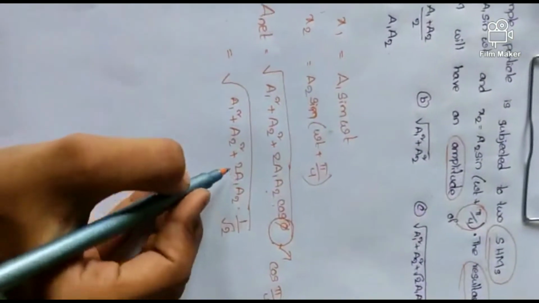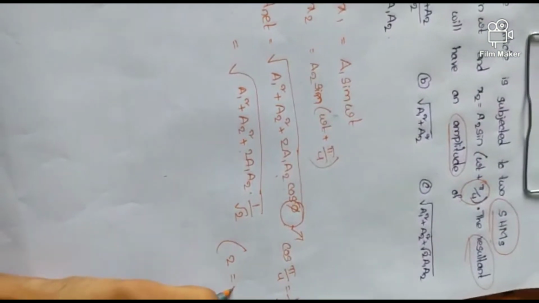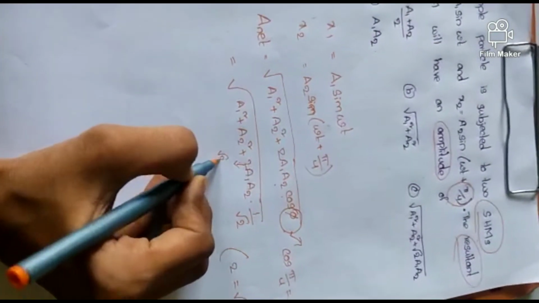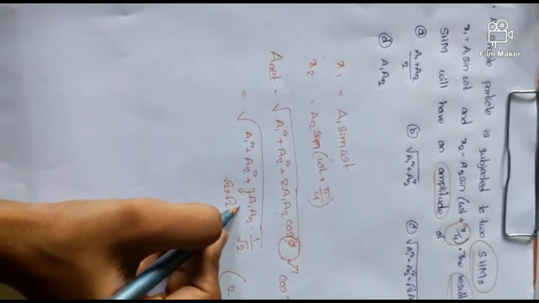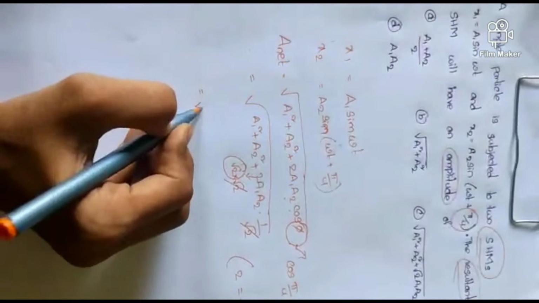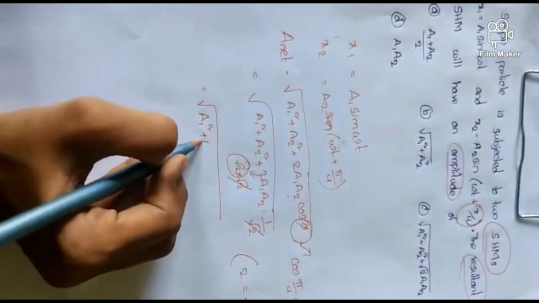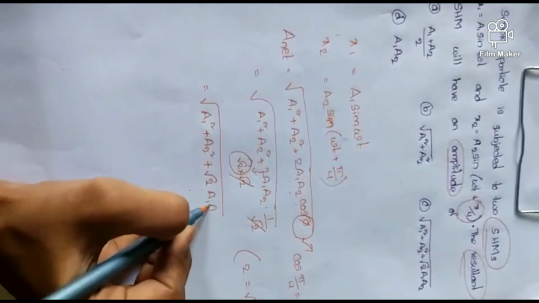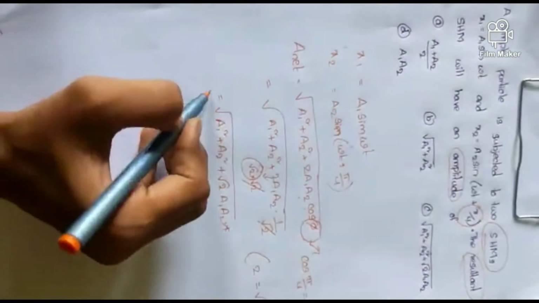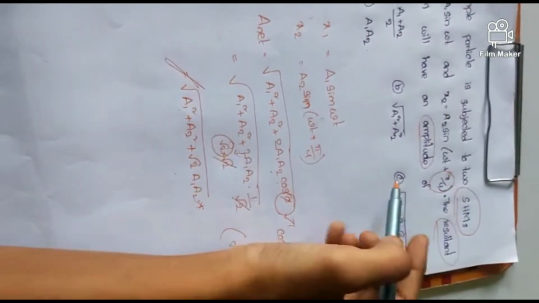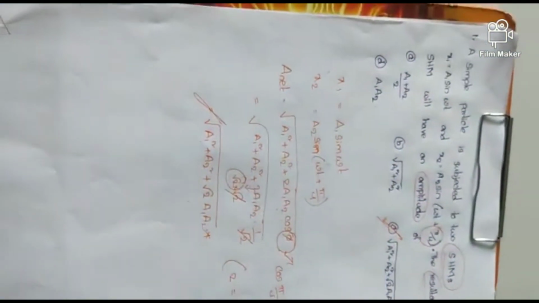You know that 2 we can write as root 2 into root 2. So I am writing 2 as root 2 into root 2, and cancelling one root 2 with this root 2. Only one root 2 is remaining here. So the next step is A1 square plus A2 square plus root 2 A1 A2 into 1, and there is no need to write the 1. So this is the answer, and we got option C: under root A1 square plus A2 square plus root 2 A1 A2. So our answer is option C.